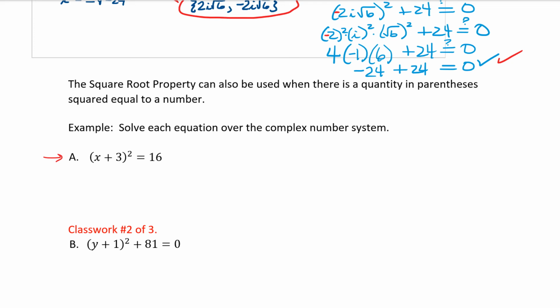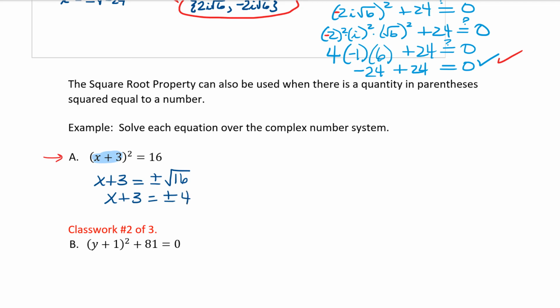Remember, this is just a mystery number. This is just an unknown number. And when we square that unknown number, we get 16. So by the square root property, that must mean that x plus 3, the mystery number, is plus or minus the square root of 16. Now that would mean that x plus 3 is plus or minus 4.